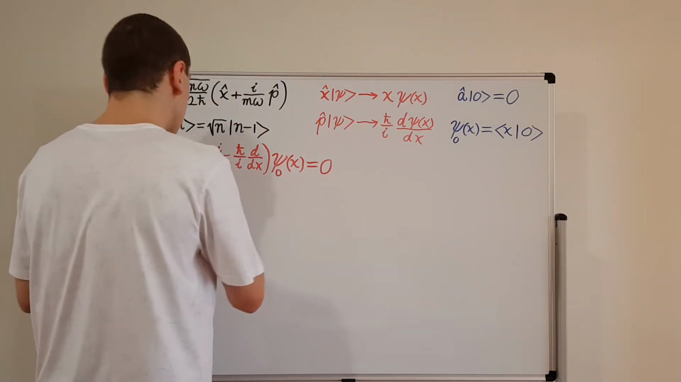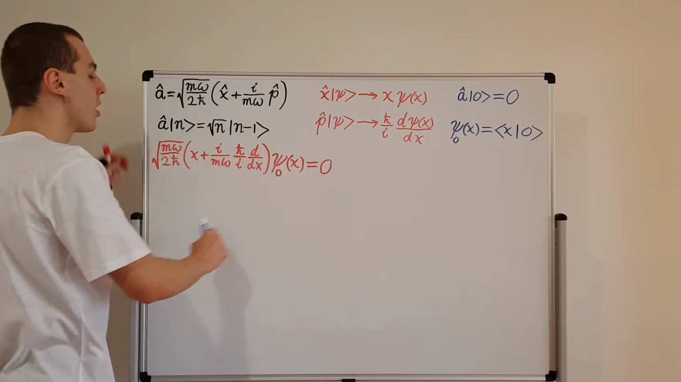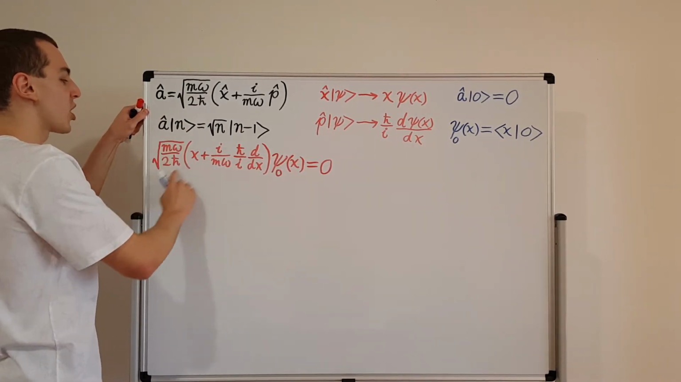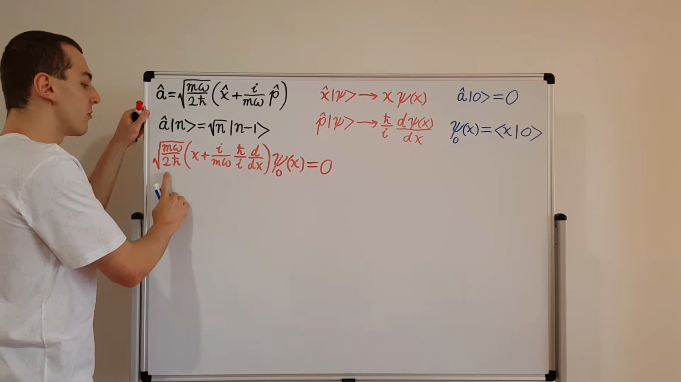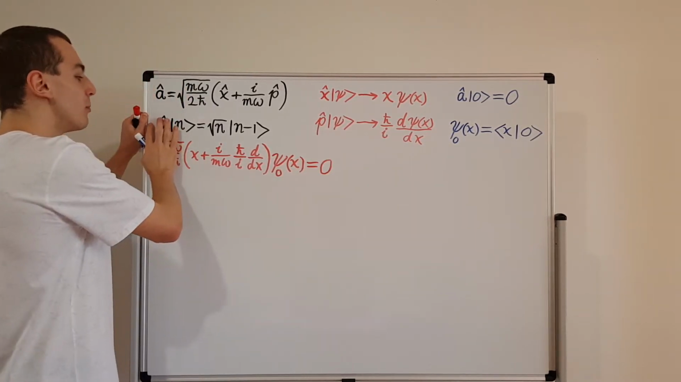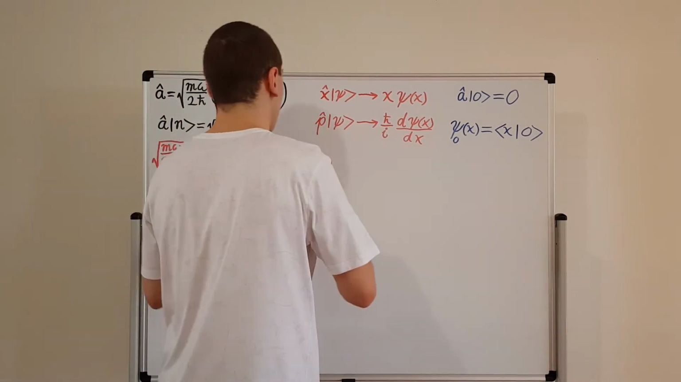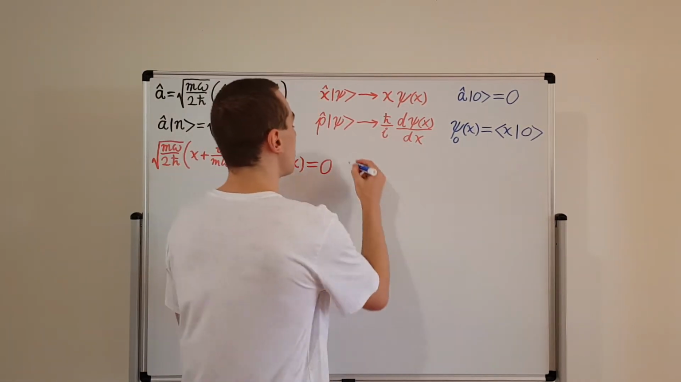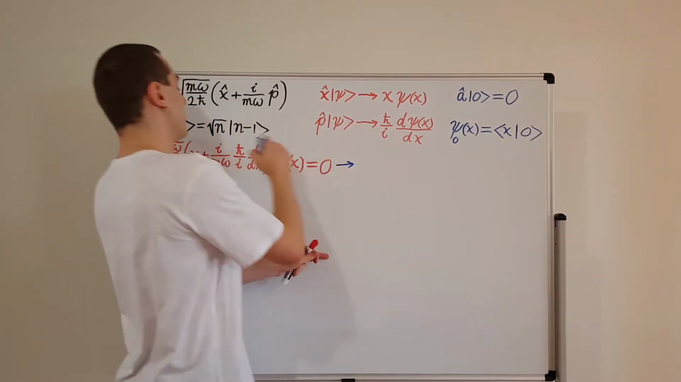Now, I'll write a simpler form of this expression over here. We can get rid of this coefficient out the front. This coefficient doesn't need to be there because this is equal to 0, and we can just divide both sides by this coefficient and get rid of it. And that's going to simplify the equation by a lot. So we'll get rid of this coefficient.